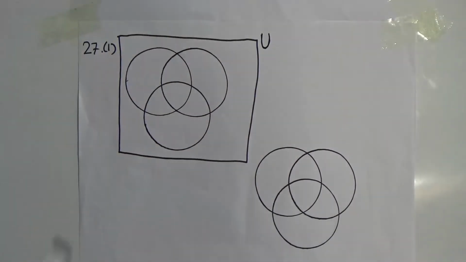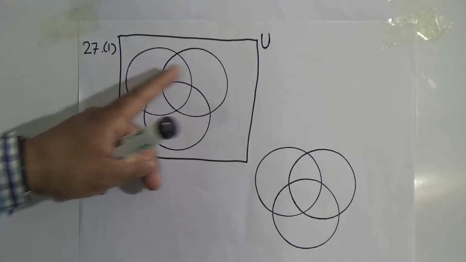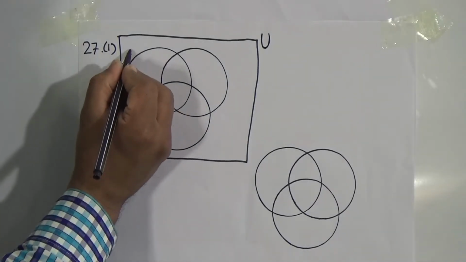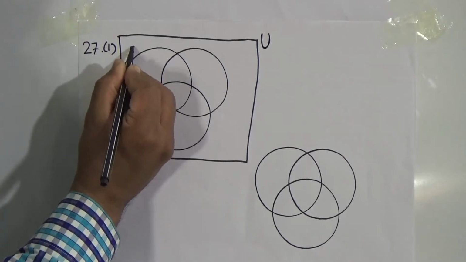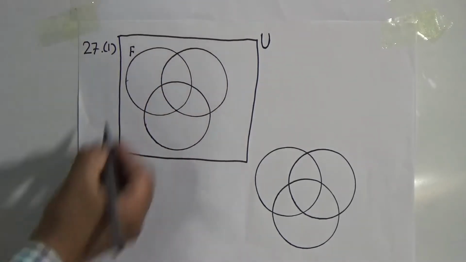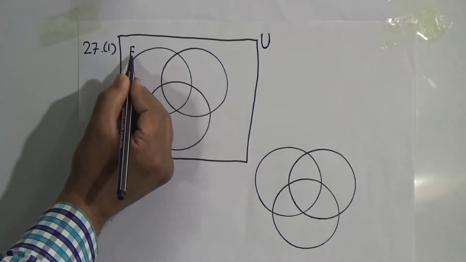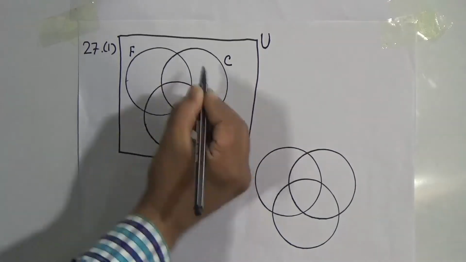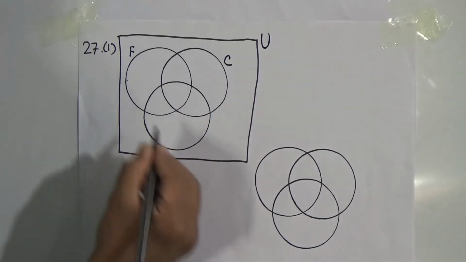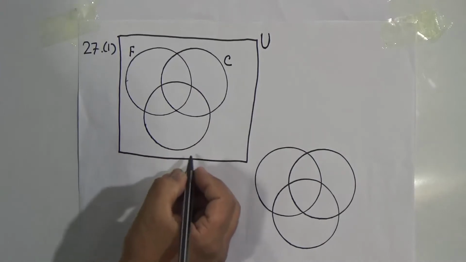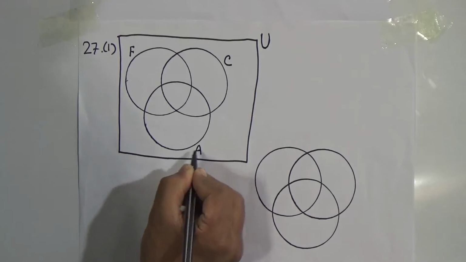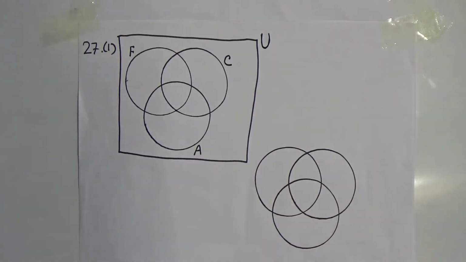There are 3 sets given here. We can identify this upper left side set as F, because F means football. F means number of students of football, and we can identify C, this one, as cricket, and this one is chess. We can't use C again, so we choose another letter. That means we can use A here. A means chess.